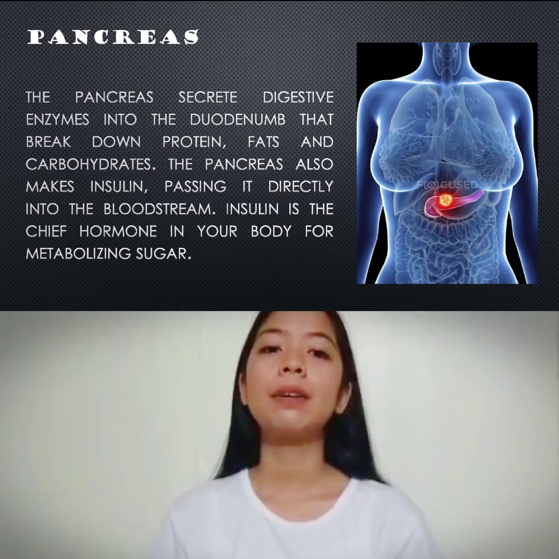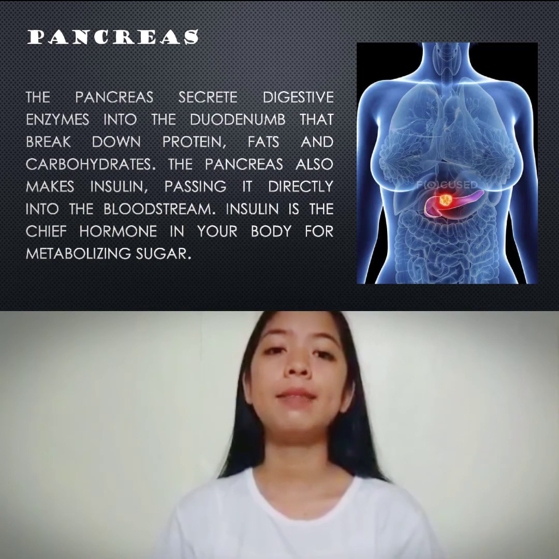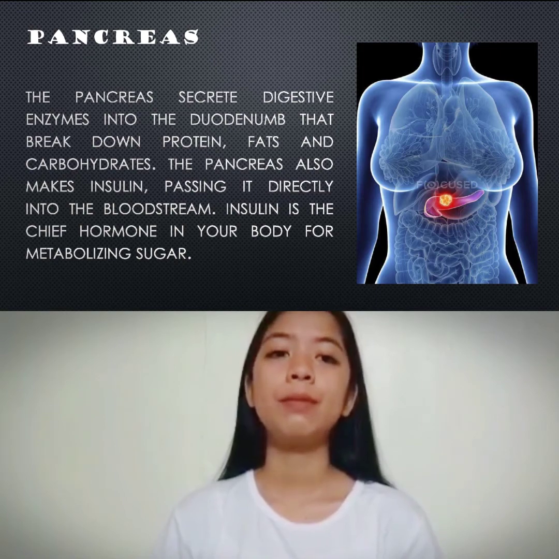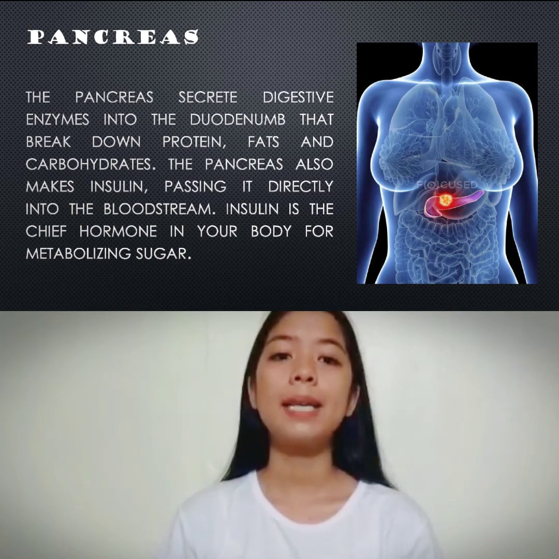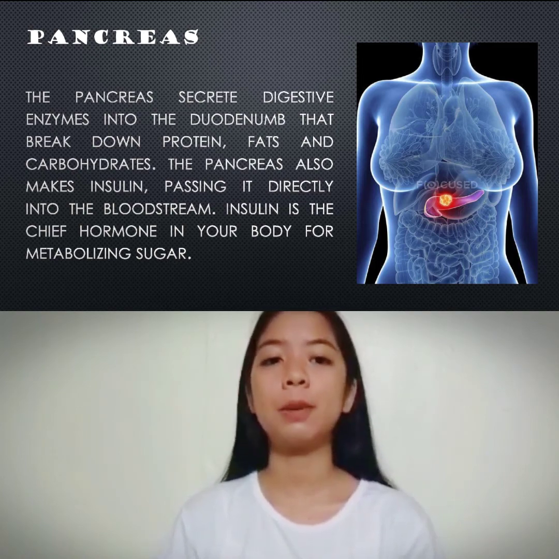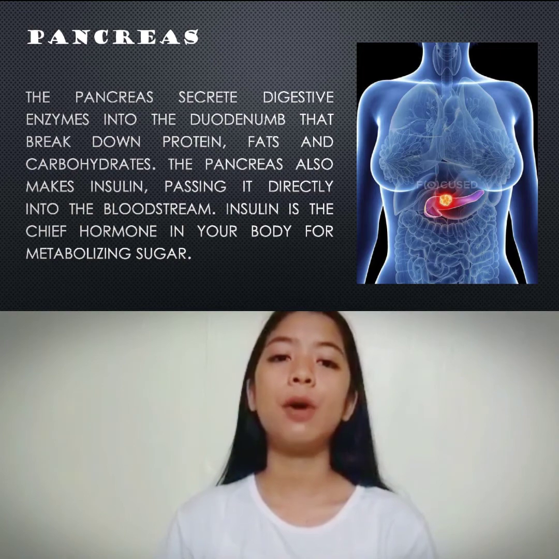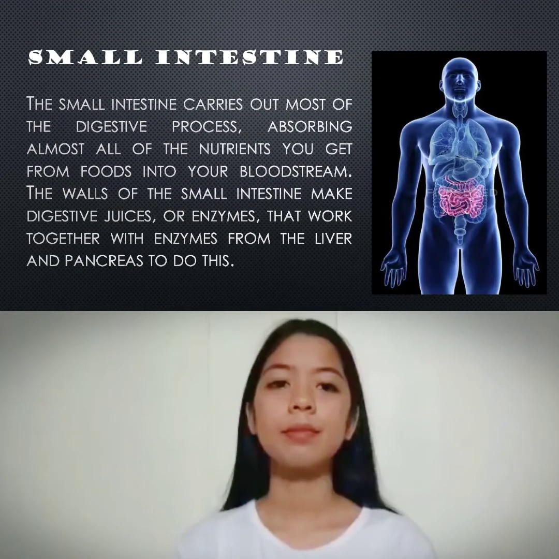Pancreas. The pancreas secretes digestive enzymes into the duodenum that break down protein, fats, and carbohydrates. The pancreas also makes insulin, passing it directly into the bloodstream. Insulin is the chief hormone in your body for metabolizing sugar.